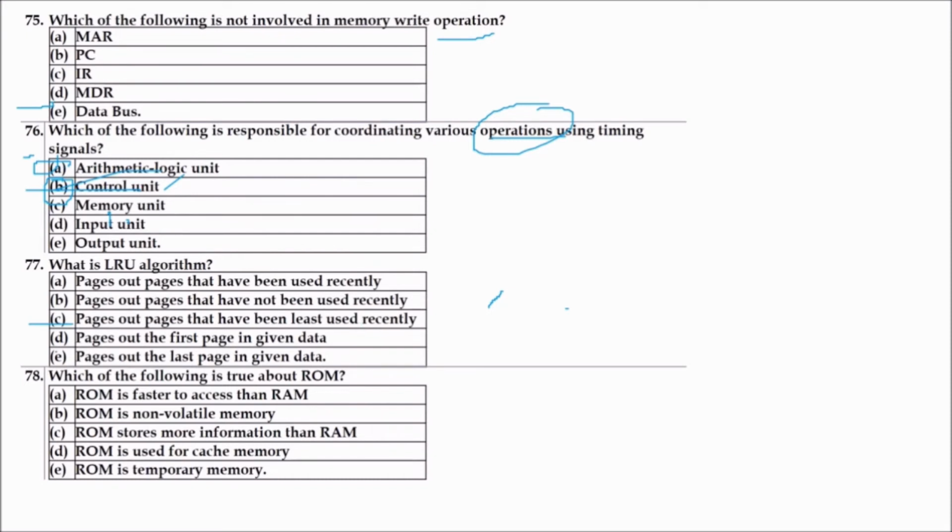Next is, which of the following is true about ROM? Please read these and tell me which of the following is true about ROM. The answer is, of course, you guessed it right. ROM is a non-volatile memory.